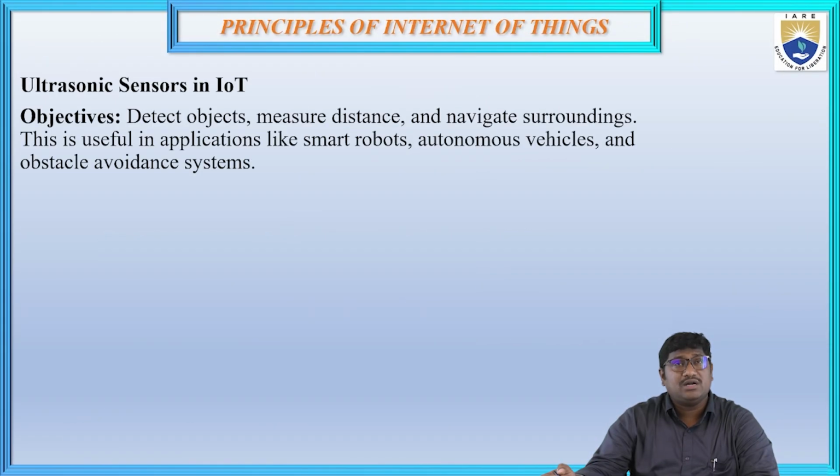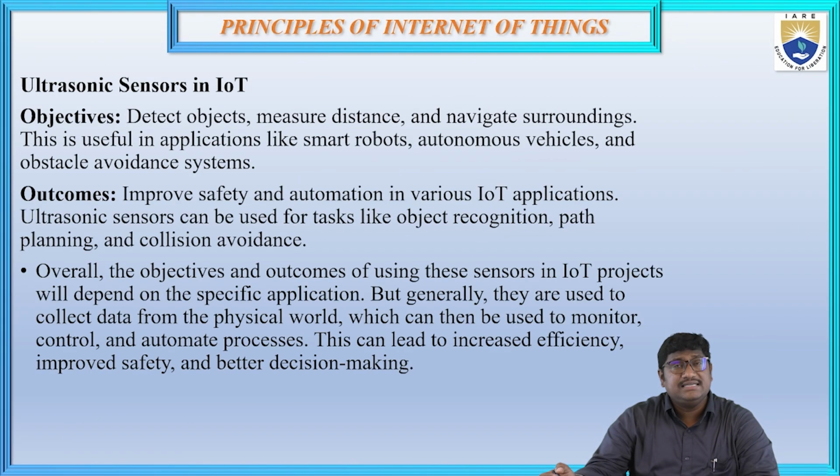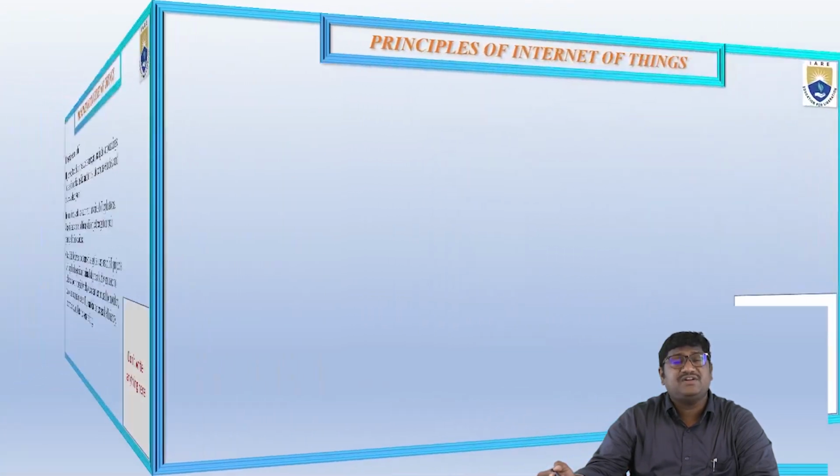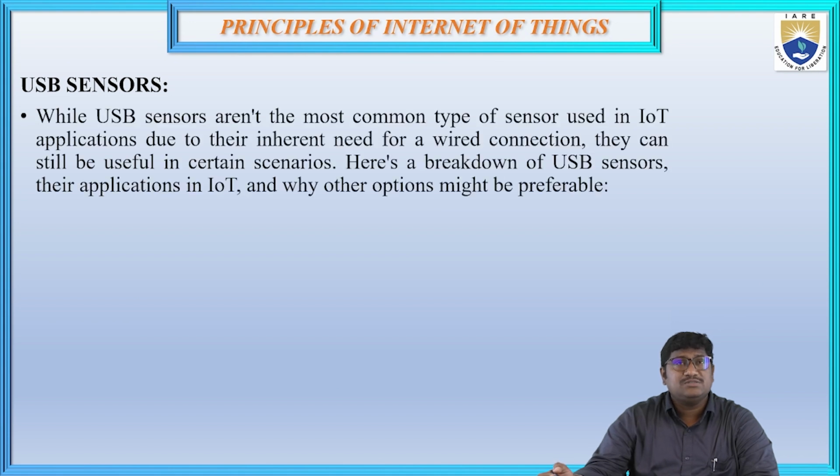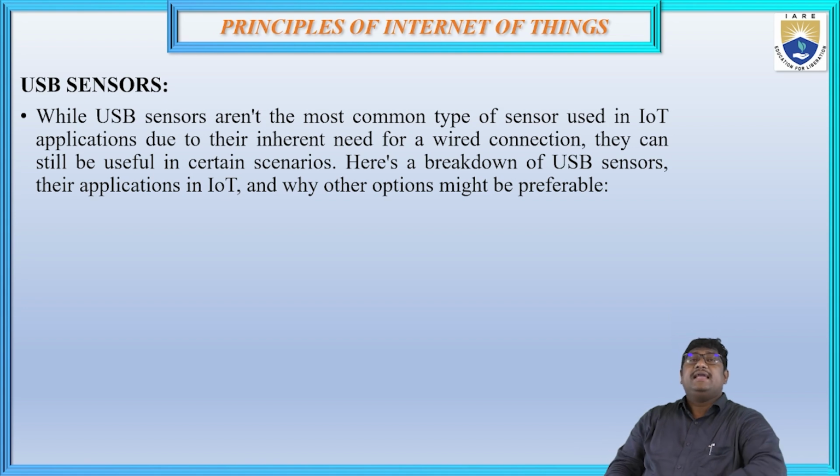What are ultrasonic sensors? What are these going to do? These are going to detect and measure distances to surroundings, which improves the safety factor. USB sensors, while USB sensors aren't the most common type of sensor used in applications, which is a common one.